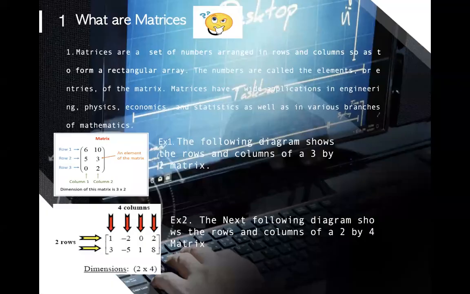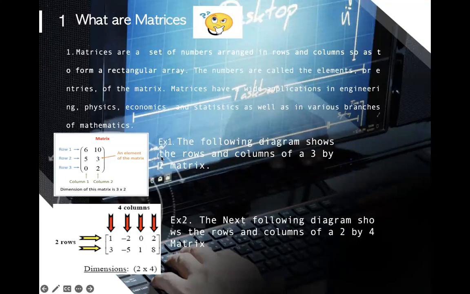So matrices are a set of numbers arranged in rows and columns so as to form a rectangular array. The numbers are called elements or entries of the matrix. And matrices have a wide application in engineering, physics, economics, statistics, as well as in various branches of mathematics.